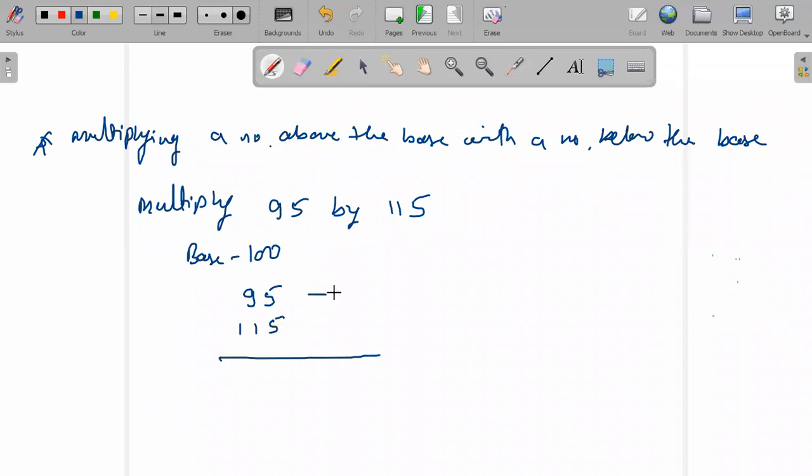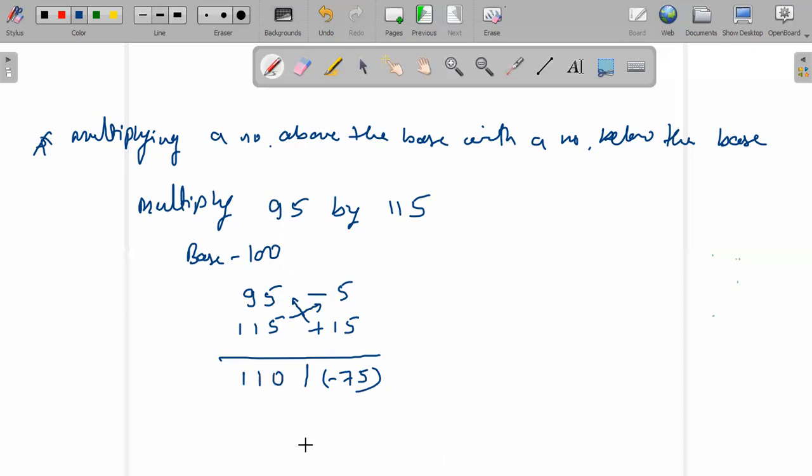So what will be the difference here? Minus 5 and plus 15. Now again do the same thing. After multiplication, what will you have? 70, minus 75. And now what is the subtraction here? 115 minus 5, or do this one. The answer will be 110.